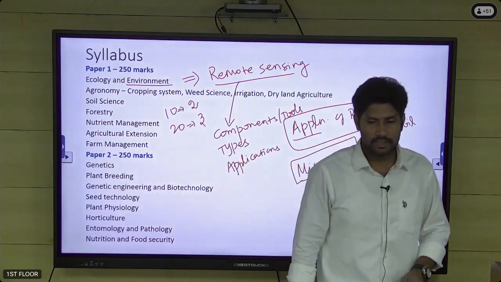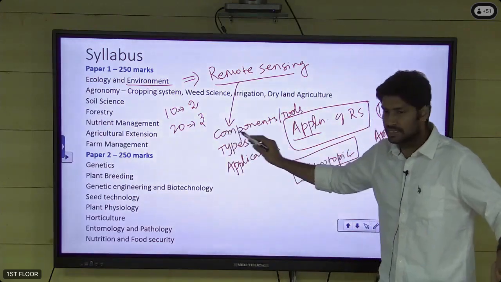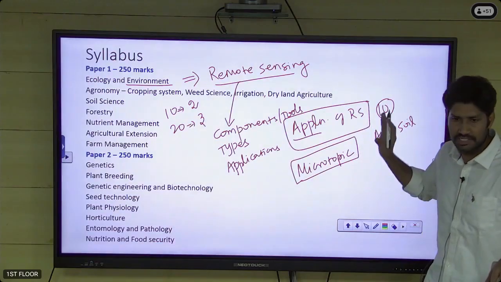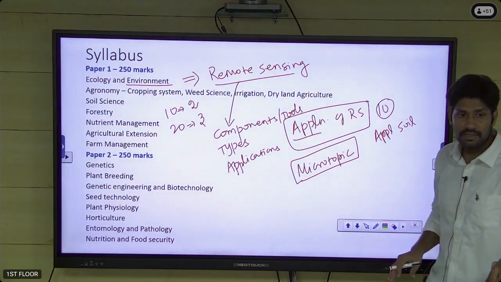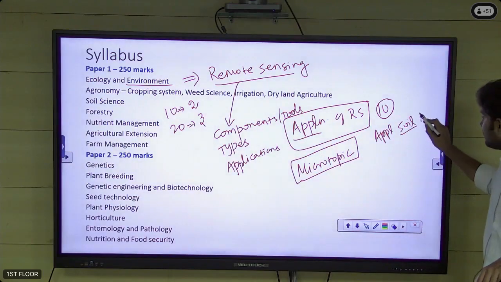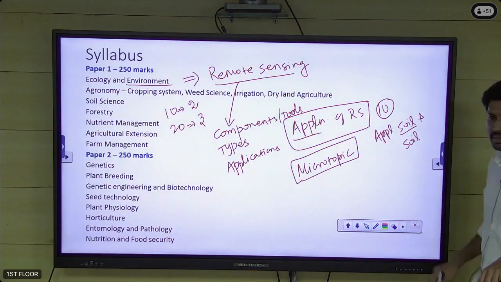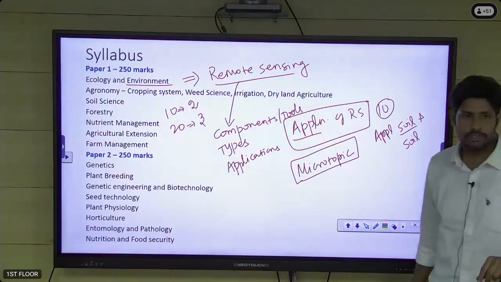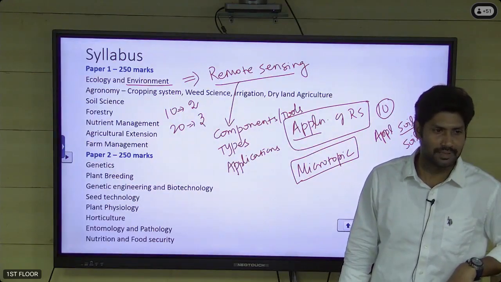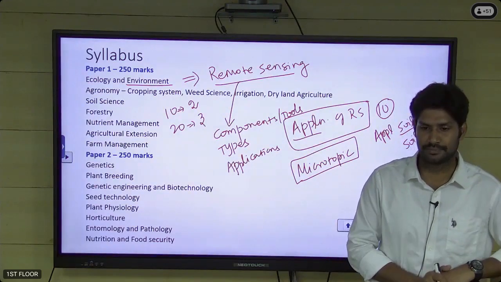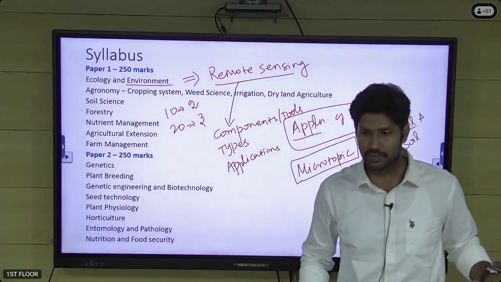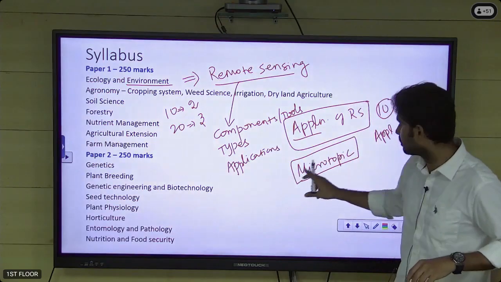So for the 3 page answer, we can prepare content for the application of remote sensing in agriculture. But at the same time, suppose they ask a 20 mark question, discuss the application of soil survey and soil mapping. For a 20 mark question, you should be ready to answer for 3 pages. So this is the recent challenge in agri optional. Not only agri optional, any optional, where questions are split. This is one major challenge: micro topic specific questions.